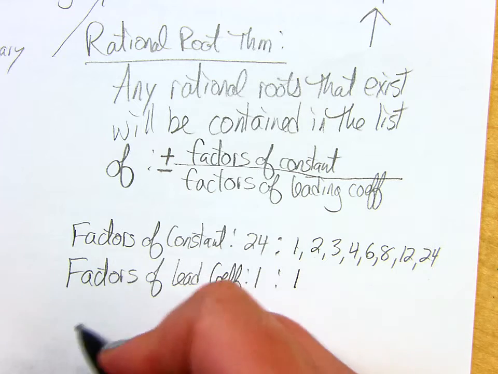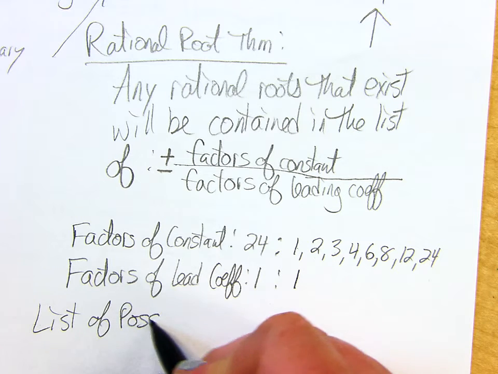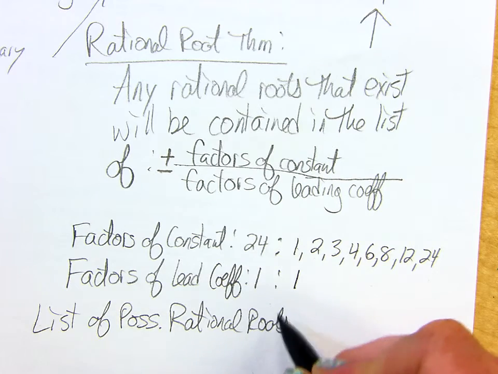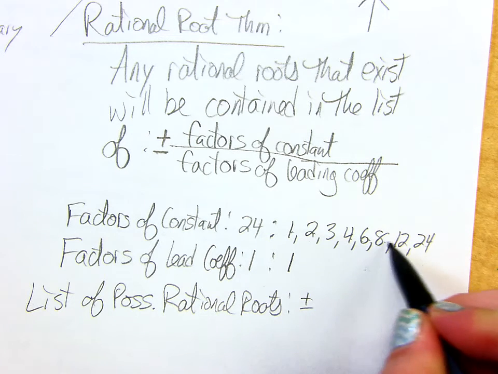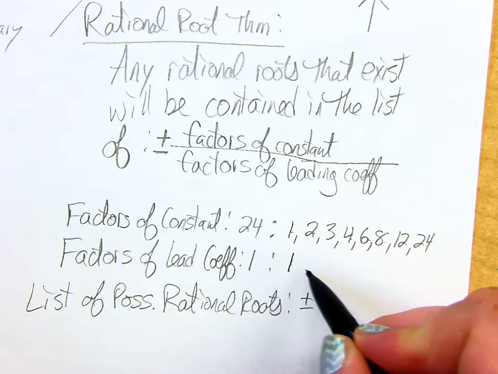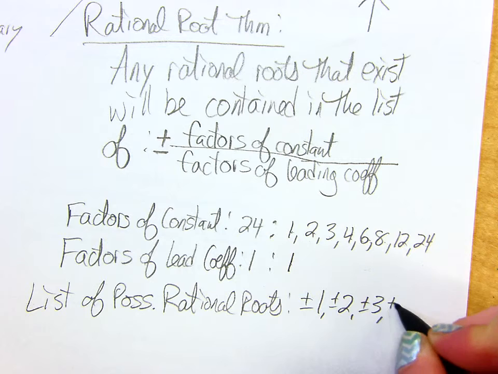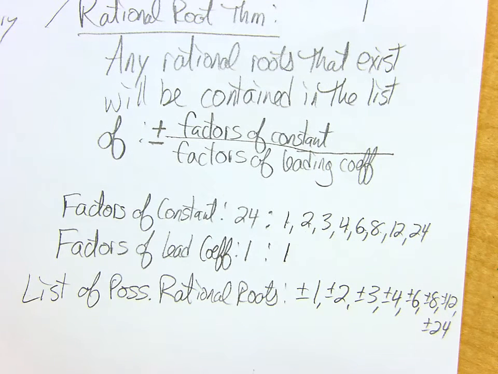So in this case, let's write this. The list of possible rational roots is going to be positive and negative, all of these numbers divided by all of these numbers. Again, since there's just the one, it just ends up being that list, positive and negative, all of them. I know this seems like a big list, but you just went from infinity down to this many numbers.